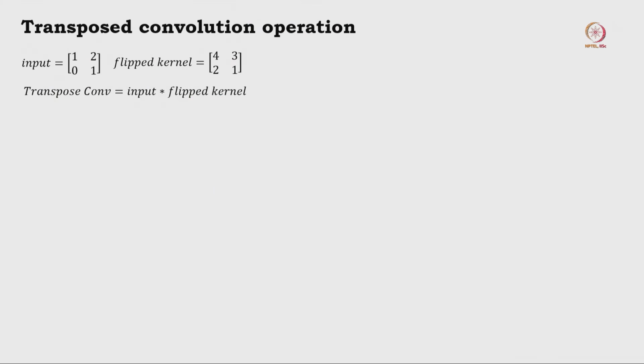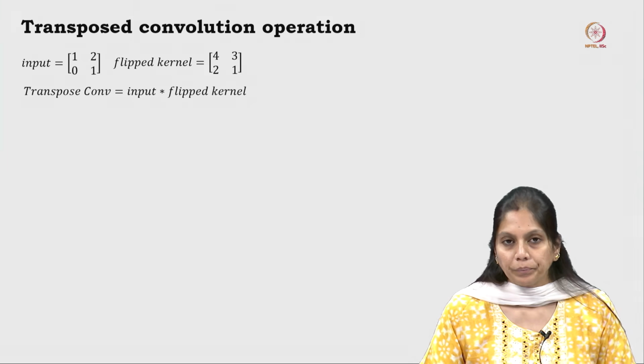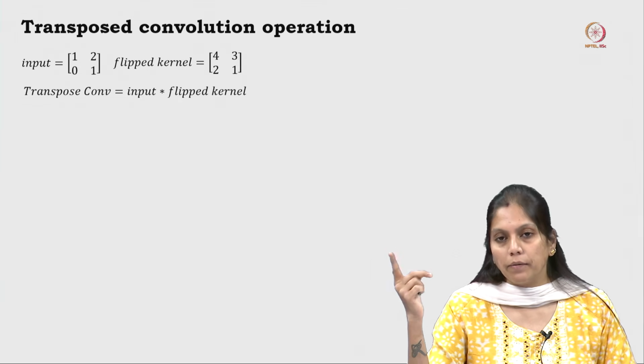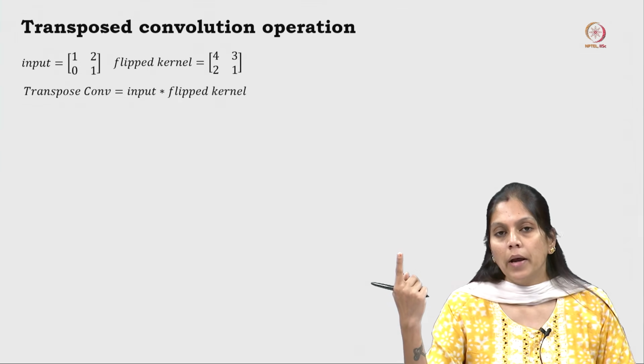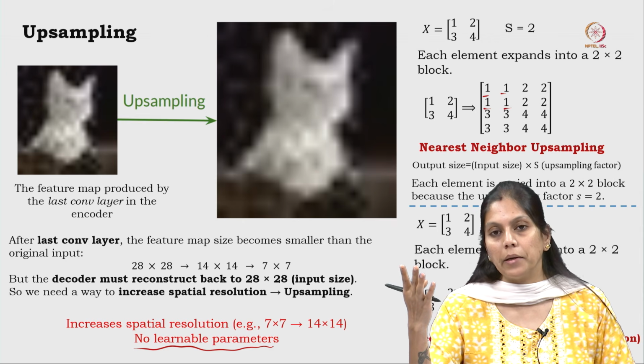So, let us now see what the transposed convolution operation is. Because at the decoder, the ultimate aim is to reconstruct back, which means you have to increase the size. Now, we have seen if you use upsampling, there are no learnable parameters here.